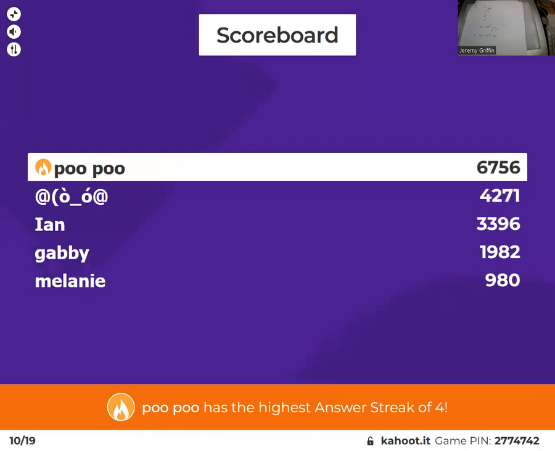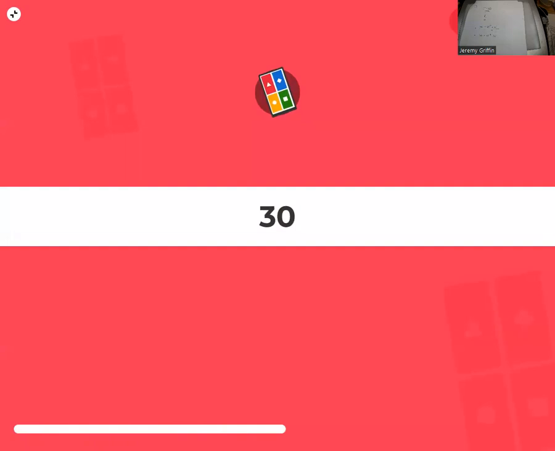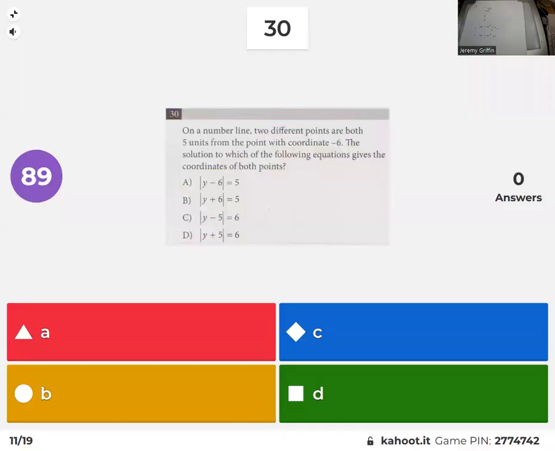All right, got Pooh, got determined snail, Ian, Gabby, Melanie. Leading class.